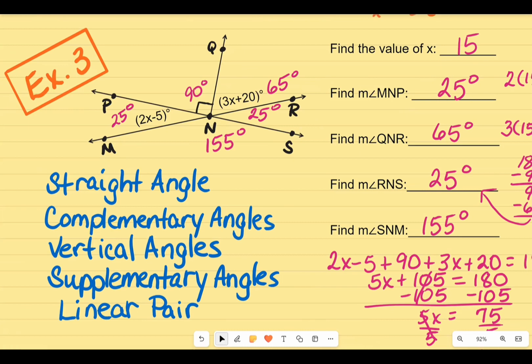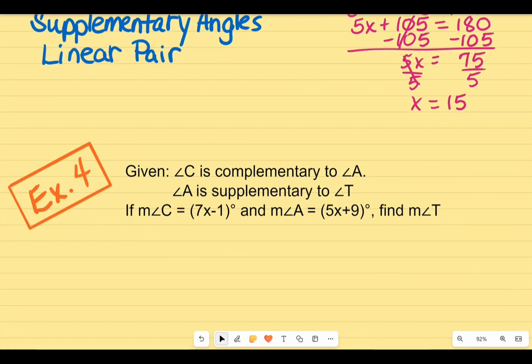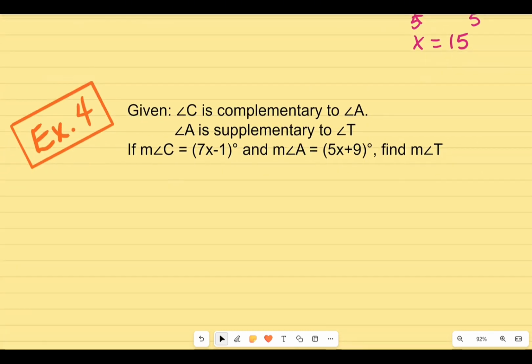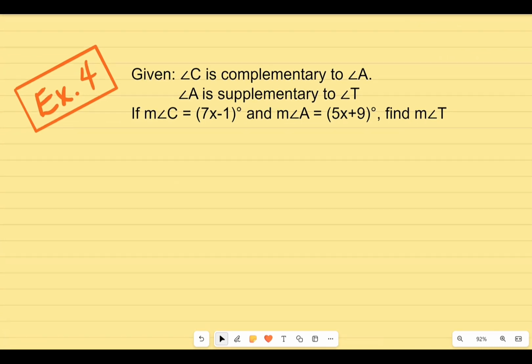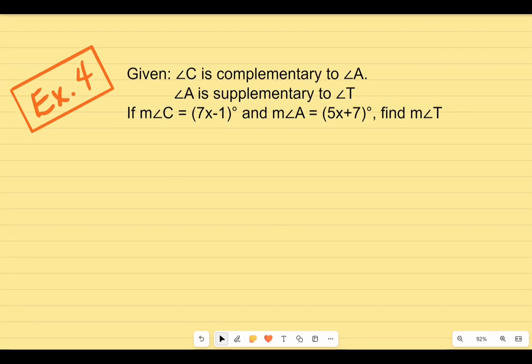The last one, I just want to kind of change it up a little and put some words here to see if you understand what you're doing. Okay, so for example 4, we are given that angle C is complementary to angle A. That means that if I add those two angles together, they're going to equal 90 degrees. We're also given that angle A is supplementary to angle T. That means that if we add those two angles together, they're going to equal 180 degrees.